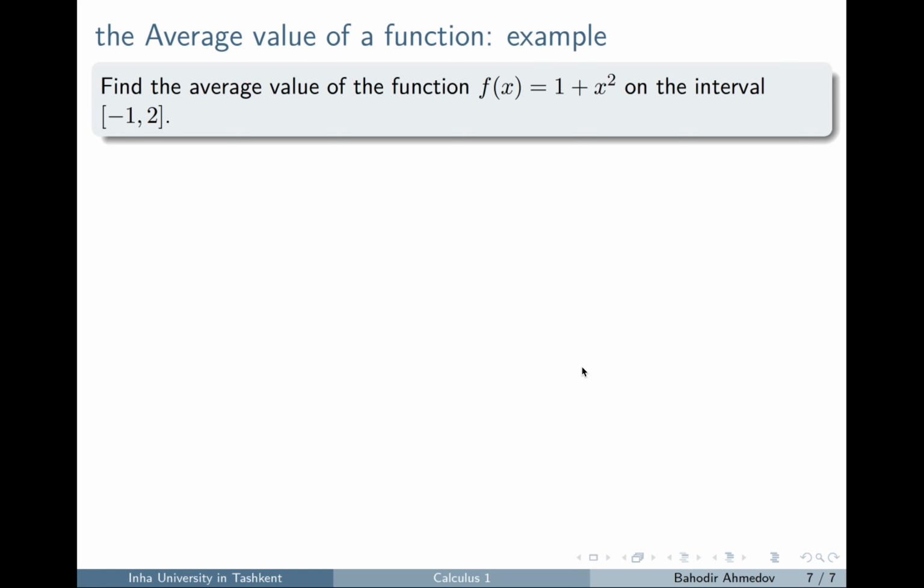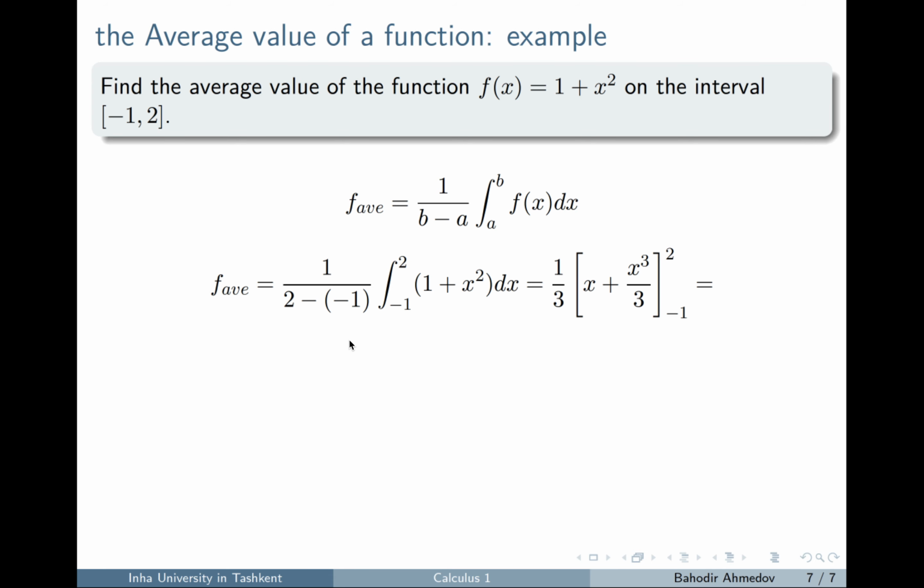So let's find the average of the function f of x equals 1 plus x squared on the interval from -1 to 2. According to the formula, we just need to integrate this and divide by the length of the interval. The integral of this function is x plus x cubed over 3. So we need to put in the values 2 and -1 and multiply by 1 over 3, because 3 is the length of this interval. If I put in 2, it will be 2 plus 8 over 3. And if I put in -1, it will be -1 minus 1 over 3. If I subtract them, I get 1 over 3 multiplied by 6, which is equal to 2.